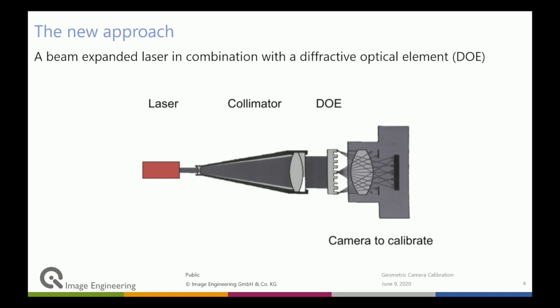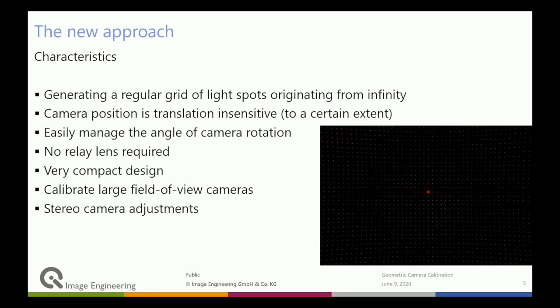The approach we're talking about here uses a laser as the illumination source and a collimator to expand the laser beam and to illuminate a diffractive optical element. That diffractive optical element basically creates a regular grid of light dots that originate virtually from infinity. And when you put a camera in front of that, you basically capture that regular grid of light dots. This is what it looks like.